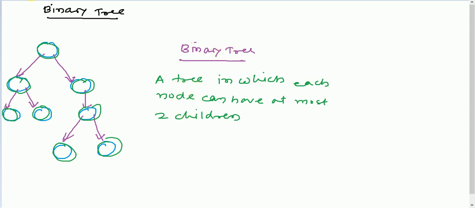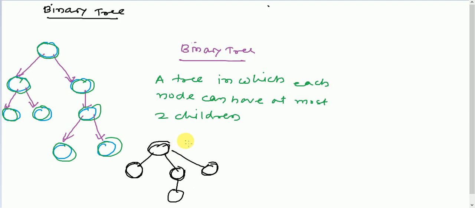Like, say, if I draw another tree here, like this. This will not be a binary tree. Why? Because this particular node has three children, and this violates the definition of binary. Bi means 2. So that's why a node can have at most 2 children.